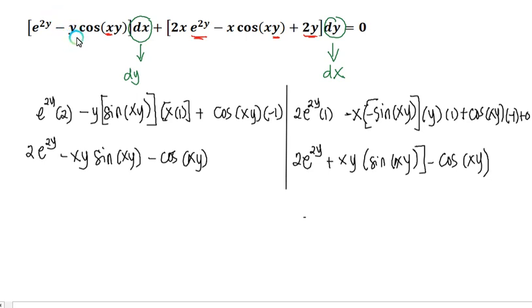So we have negative y sine xy. We perform the derivative of cosine. Okay, so it is negative. So we have this one is negative, therefore positive. So here is where we made the mistake, we performed positive earlier. So we have 2e to the 2y plus xy times sine xy minus cosine xy.